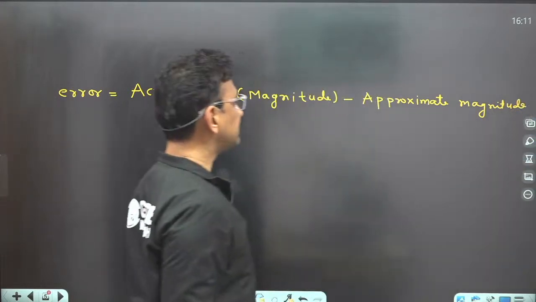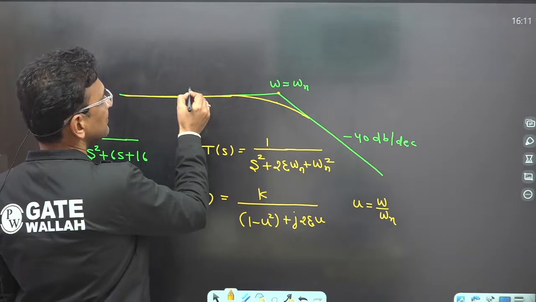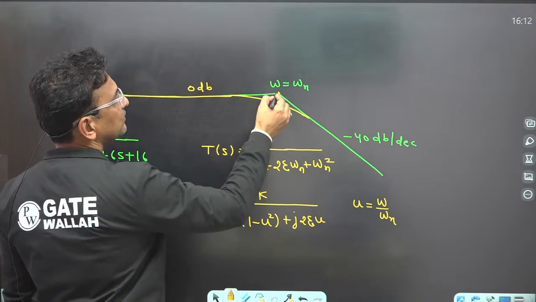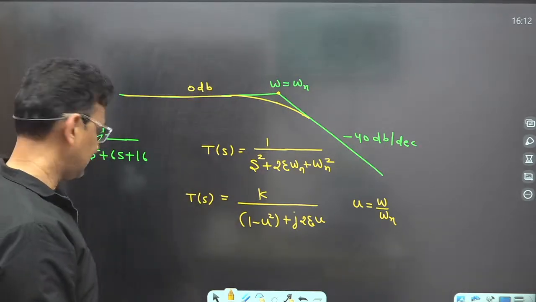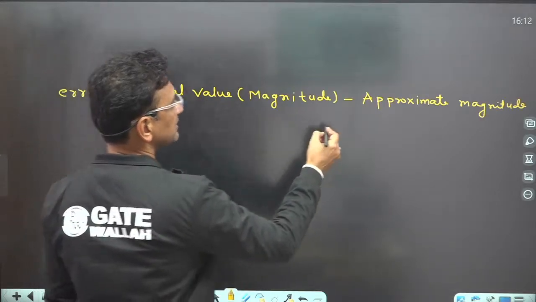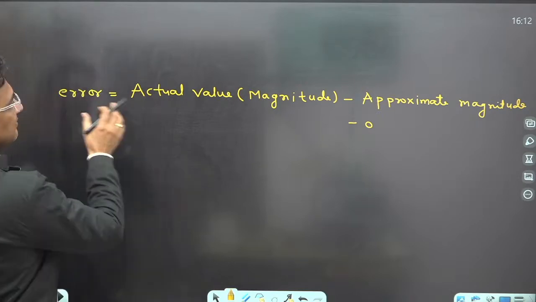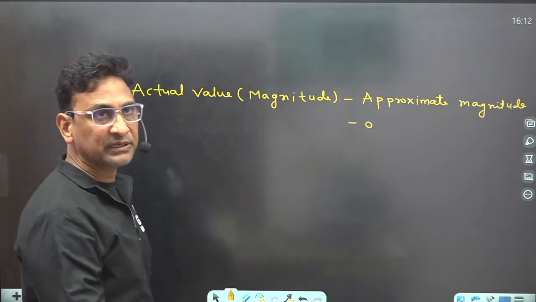Now, what is the approximate magnitude at the corner frequency? This is the 0 decibel line. So at the corner frequency, the magnitude is nothing but 0 decibel. Clear? So error will be equivalent to the actual value or the magnitude at the corner frequency.